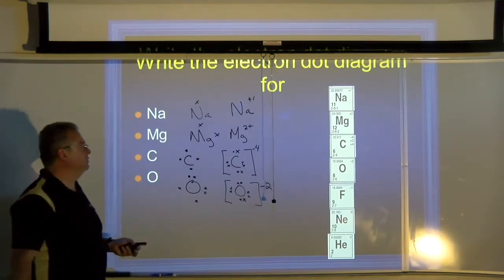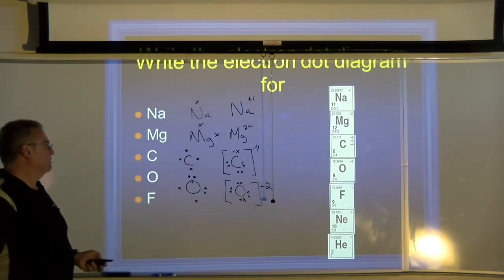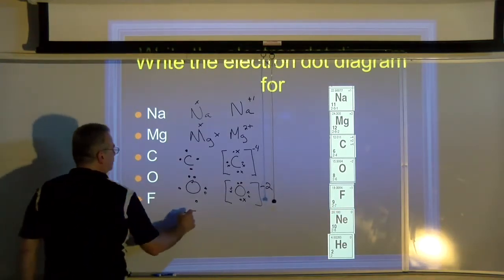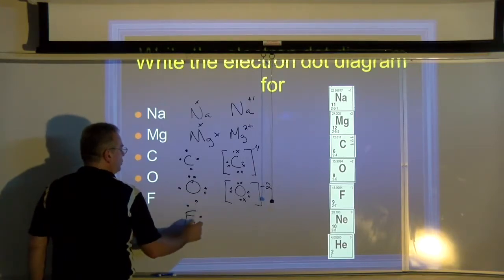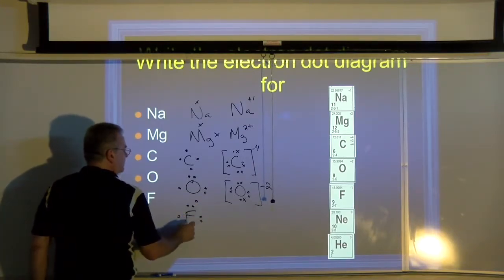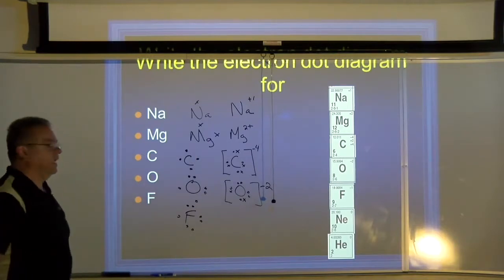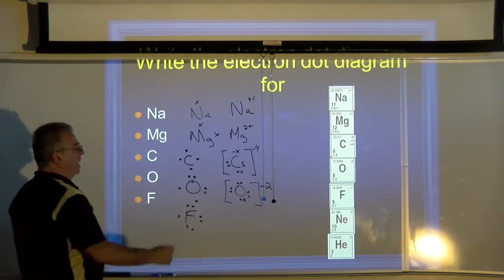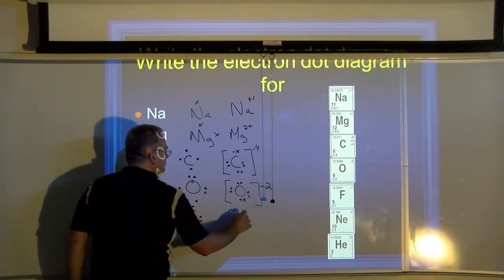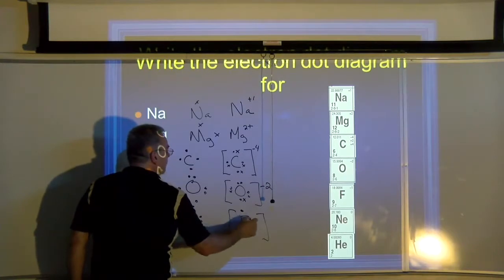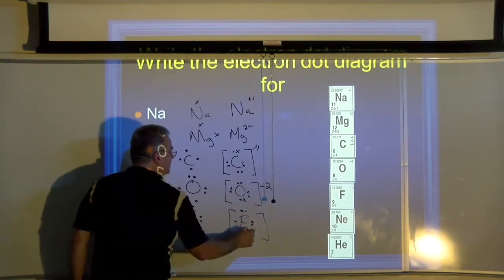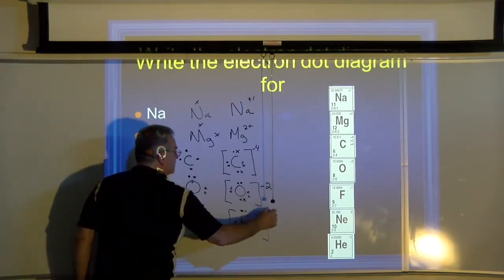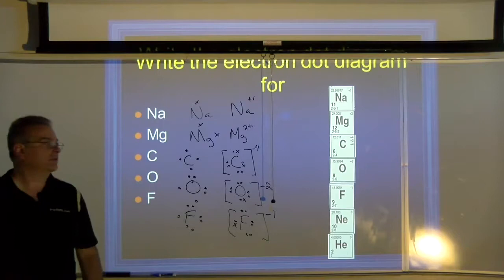And then if we want to draw fluoride, fluoride has 7 valence electrons. So fluoride would be 1, 2, 3, 4, 5, 6, 7. And if it is short 1 electron to become a fluoride ion, again we write down the 7 electrons it had originally, and then we place an X to indicate the electron it gained.